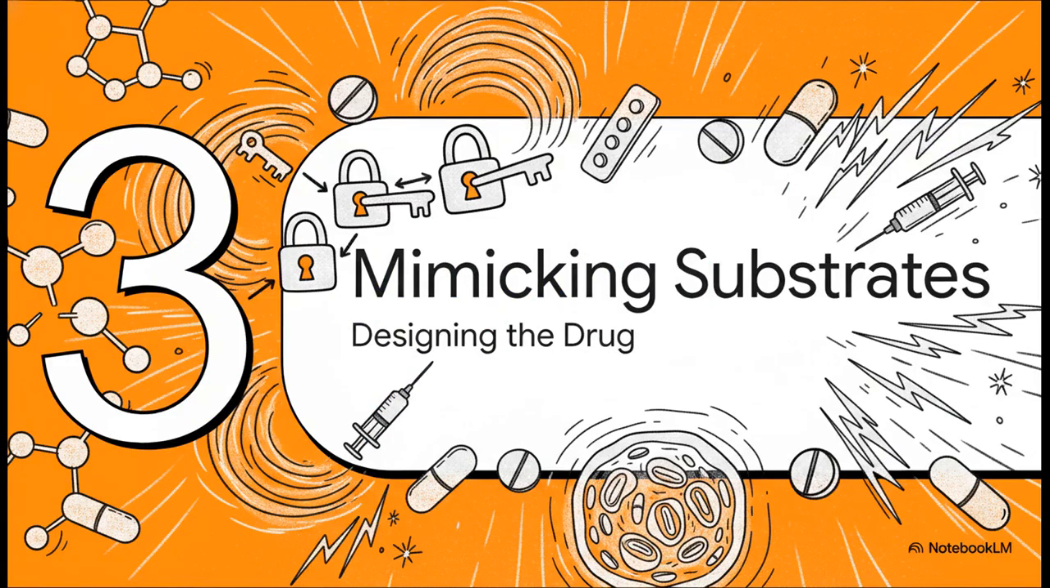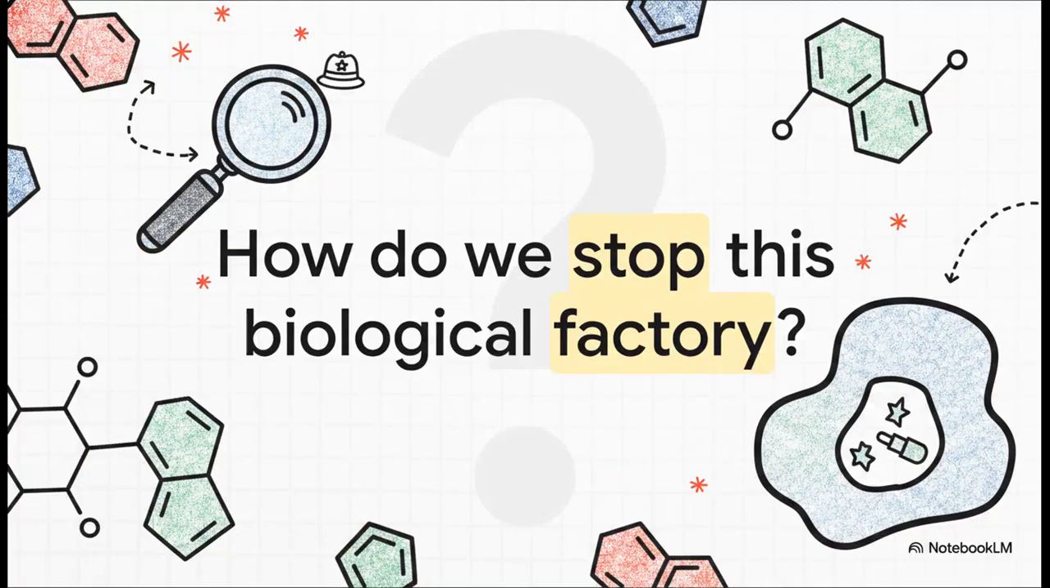Section 3, mimicking the natural substrate. Now that we've found the factory, how does pharmacology actually step in to shut it down? Put yourself in the shoes of a molecular detective for a second. Your whole mission is to plug up that COX enzyme so it can't grab the arachidonic acid, effectively shutting down the pain signals. How do you design a drug to pull that off?